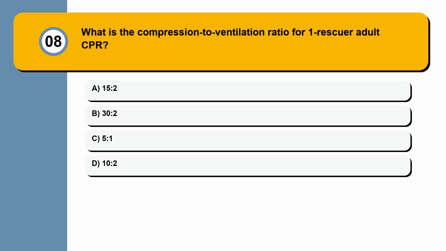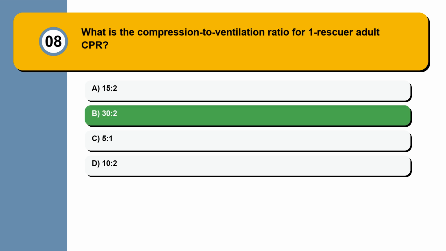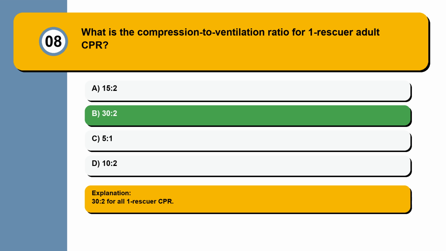Question 8. What is the compression to ventilation ratio for one rescuer adult CPR? 15:2, 30:2, 5:1, 10:2. 30:2 for all one rescuer CPR.